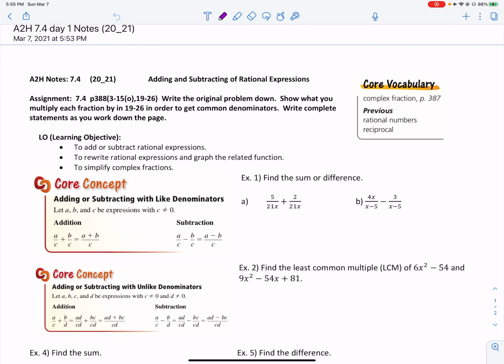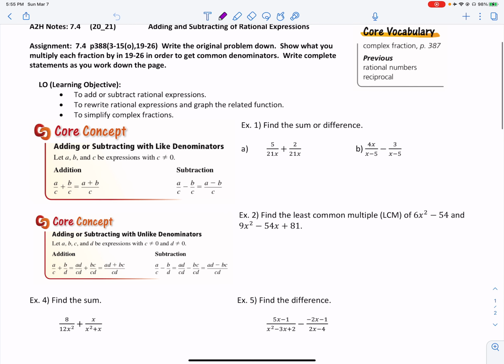Algebra 2 Honors 7.4, and this is day 1. We'll have an assignment from the book, and then there'll be a worksheet for the second day. And you're going to be adding and subtracting rational expressions. And so this is going to be involving getting common denominators in order to add or subtract. And so they are talking about that in the core concept.